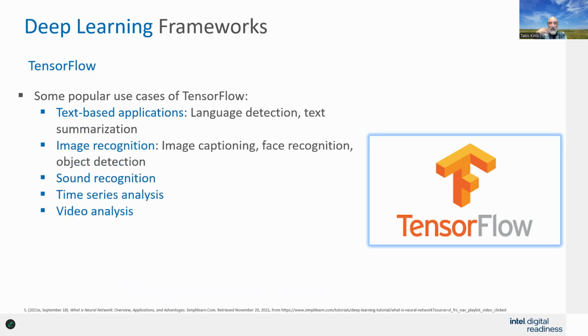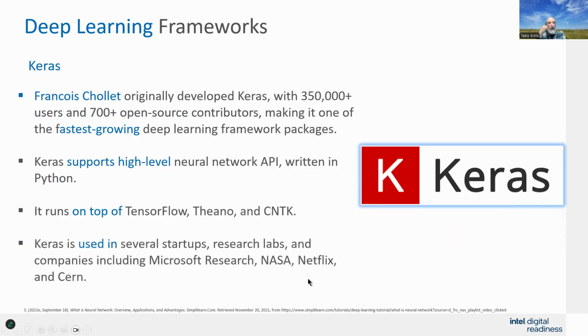So what do we use TensorFlow for? Text-based language detection, summarizing text, like when you ask a Gen AI to summarize your readings so you don't have to read the whole book. That comes from TensorFlow. We use it for image recognition and face and object recognition. We also use it for sounds, time series analysis, and video analysis, right? Like, has that video been altered? That kind of thing. So TensorFlow, very important.